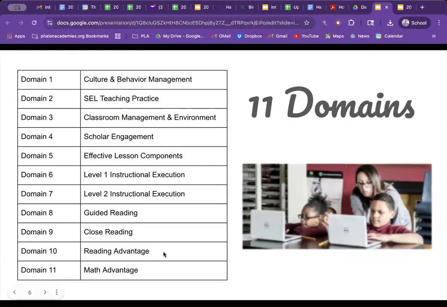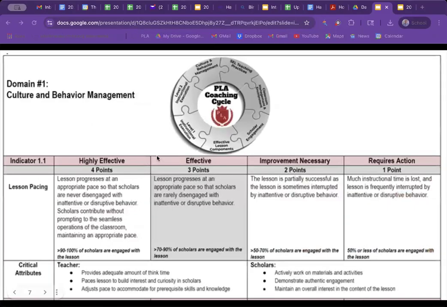For instance, if you are a reading interventionist, you'll be observed on reading advantage. That will not be the case for a regular classroom teacher. So it just depends on what you are teaching, and that will determine what domains you'll be observed on. Each domain has a performance level descriptor rubric to assist in the observation cycles to help your leaders calibrate during the process. You will be receiving this rubric, so that way you will be aware of what is expected of you.